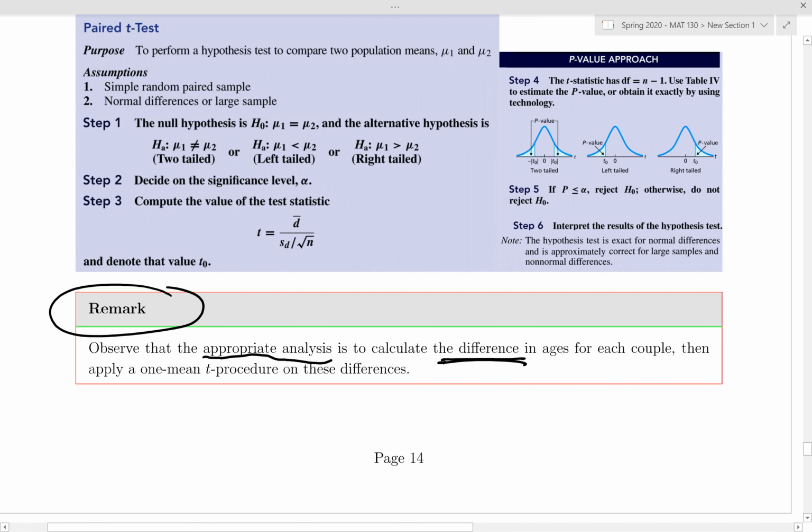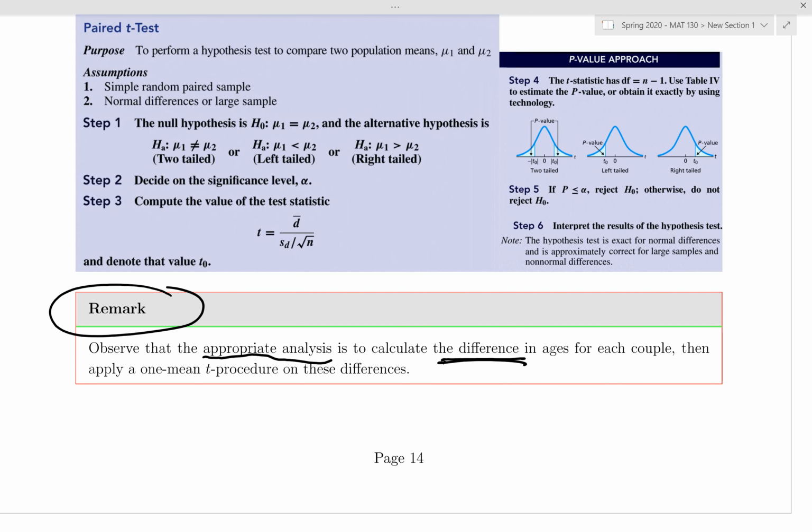Then you're going to get one variable, which is the difference, which we're going to denote by D. And then we are going to apply a one mean t procedure on these differences here. So rather than comparing independent samples, we have matched samples, which means for each husband's age, we have a corresponding wife's age. So we're just going to compute their difference immediately.